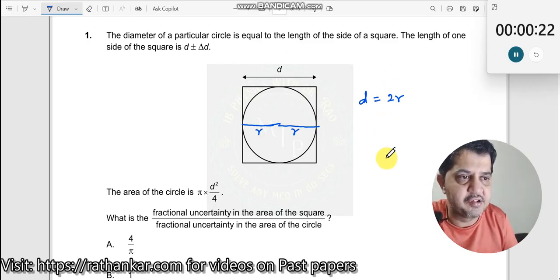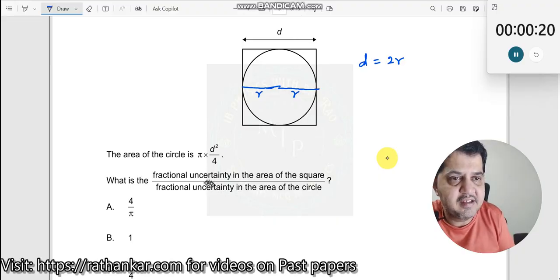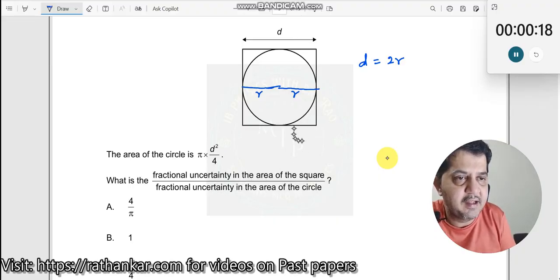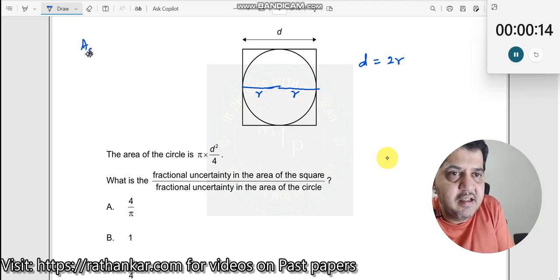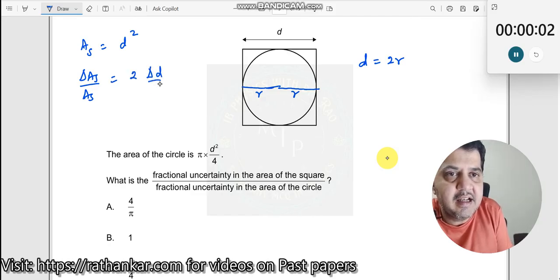This is the question. How do we solve? Fractional uncertainty in the area of the square. What is the area of the square? I will write the area of the square, As, is equal to d square. Therefore, if I do delta As by As, I get 2 times delta d divided by d.